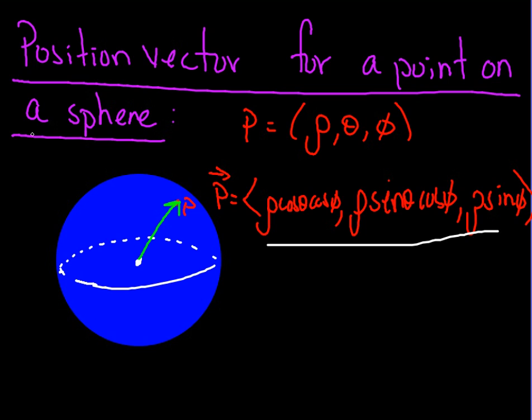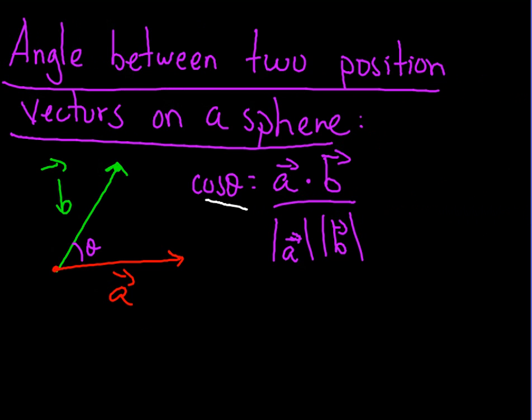So, how do I go from vectors to calculating position? In order to do that, I'm going to need a vector for two points on a sphere, and if I know the angle between those vectors, I can assign that angle to the arc length formula. And how do we do that? Well, if we have two vectors, we know that the cosine of the angle between them is equal to the dot product of the vectors divided by the magnitude of each vector.